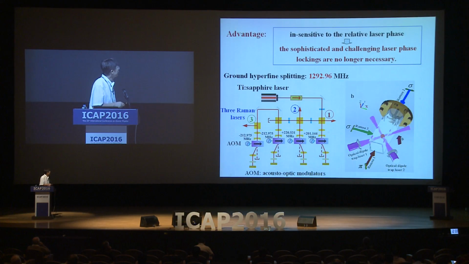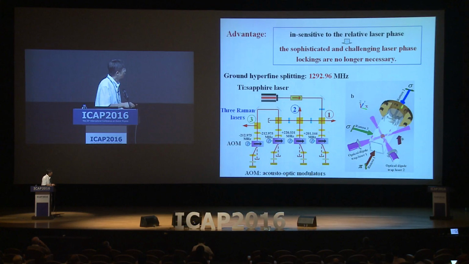Our Z scheme is not sensitive to the relative laser phase, and the sophisticated and challenging laser phase locking is no longer necessary. The ground hyperfine splitting for potassium-40 is about 1.2 gigahertz. Thus, we can use AOM to generate 3 Raman lasers from a single frequency Ti:sapphire laser.